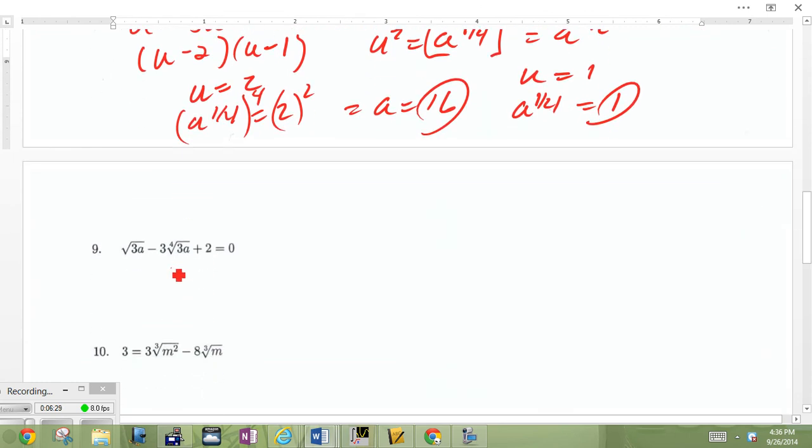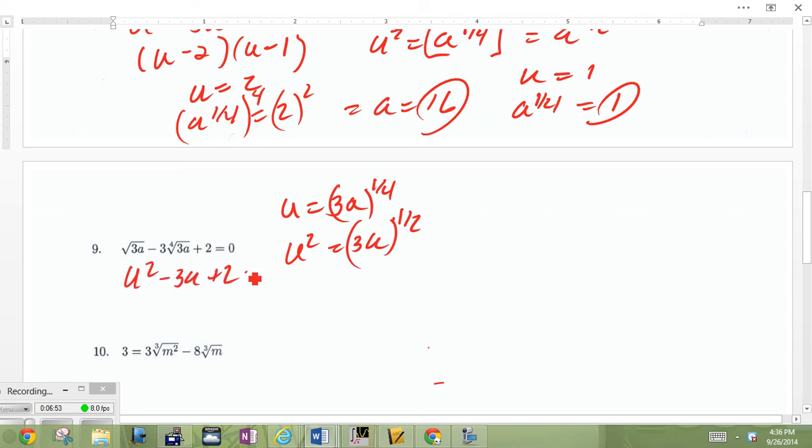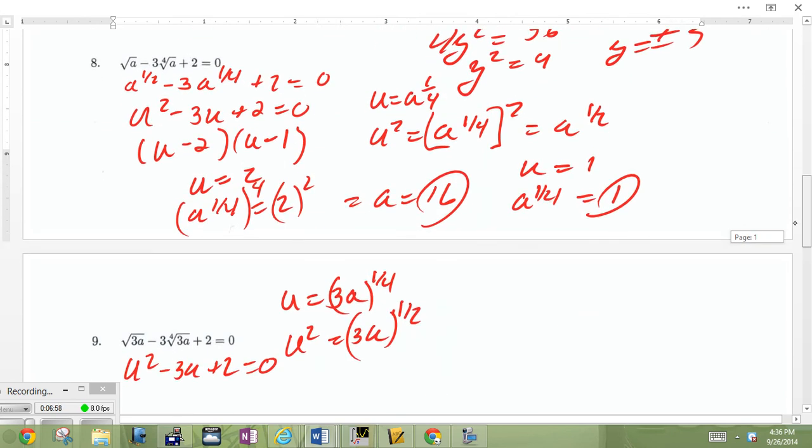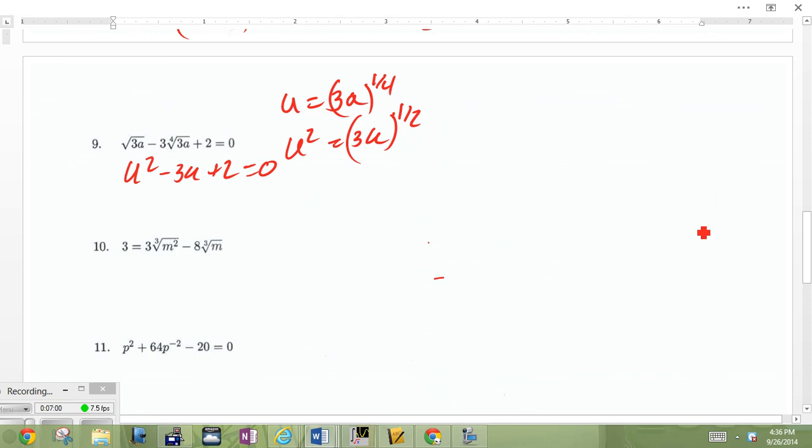Likewise situation here. I'm going to let this 3a to the 1/4 power be u. That's this whole thing. So therefore, u squared is 3a to the 1/2 power. Check it. So then that comes down to u squared minus 3u plus 2 equals 0. Looks like the same factors as the previous one. Likewise, go to exponent form.